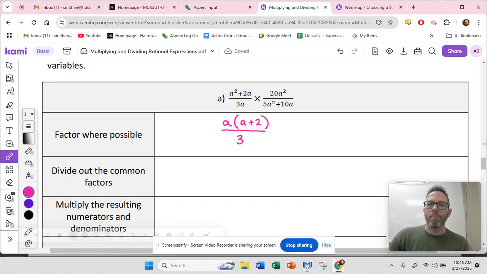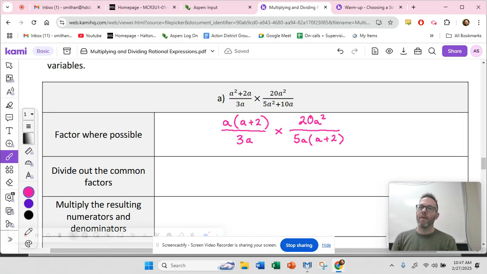3a on the bottom, nothing I can do with that. Times 20a squared, can't factor that, it's just a monomial. But 5a squared plus 10a, we can common factor. 5 and 10 have a common factor of 5, and also each term has a factor of a. What are we left with? A plus 2 when we divide it out.